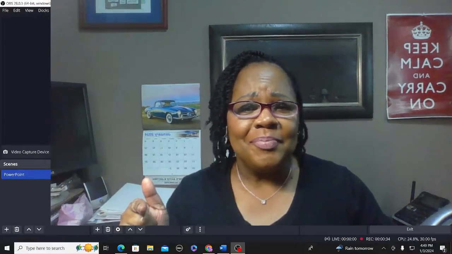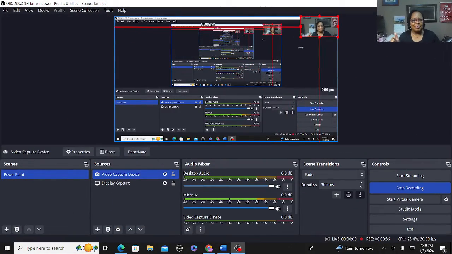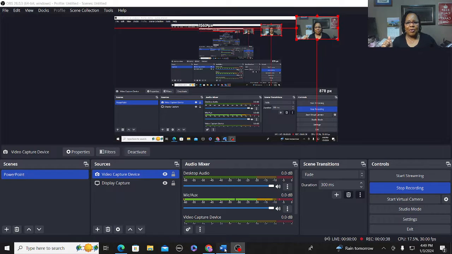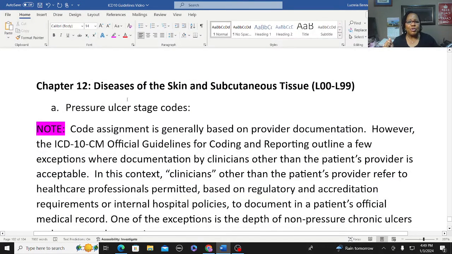Let's start off by starting where we stopped at. Let me minimize my box and let's get started. All right, we're at chapter 12, diseases of the skin and subcutaneous tissue. These codes can be found in categories L00 through L99. All right, we're at A, pressure ulcer stage codes.